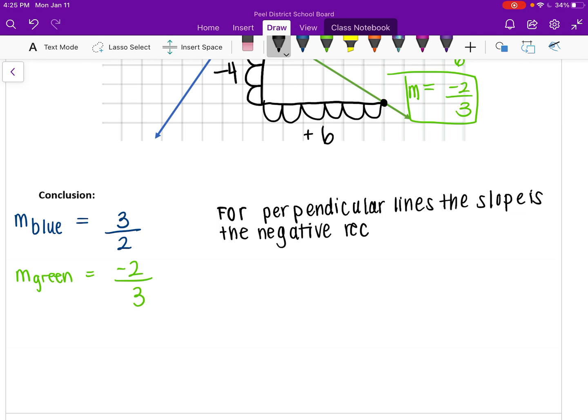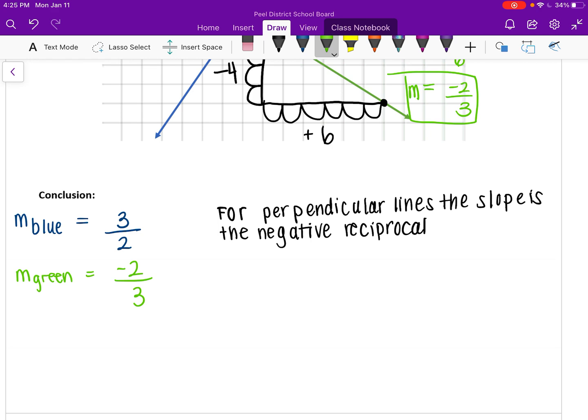you have 3 over 2. I'm just going to write this out. If you flip that fraction, you get 2 over 3, and then you add a negative sign in front of it, right? And you get negative 2 over 3. If I wanted to find what's the opposite of the green slope, I could flip the fraction, I'll get 3 over 2, and then I have to multiply it by negative 1, so I just change the sign, and it becomes positive 3 over 2.